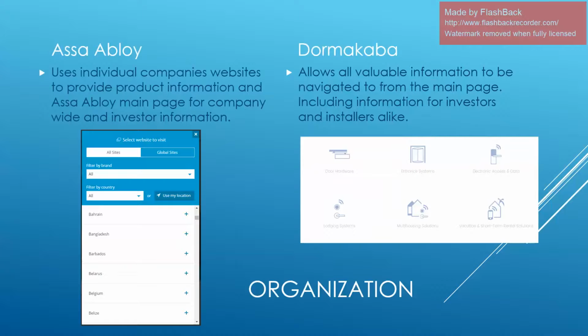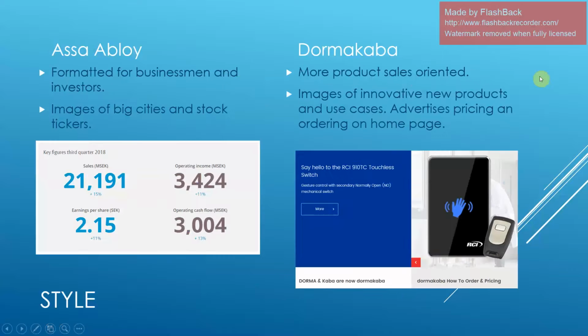As far as organization goes, Asa Abloy is a little more difficult to navigate because when you go to look for information about a specific product, you have to go by your location and the brand of the product, in a tab in the top right that says go to our other companies, our sub-company websites. Dormakaba has these things all in a tab at the top of their main page. However, like I said, Asa Abloy has information for their investors right there on the main page, and Dormakaba does not. You can see that difference here.